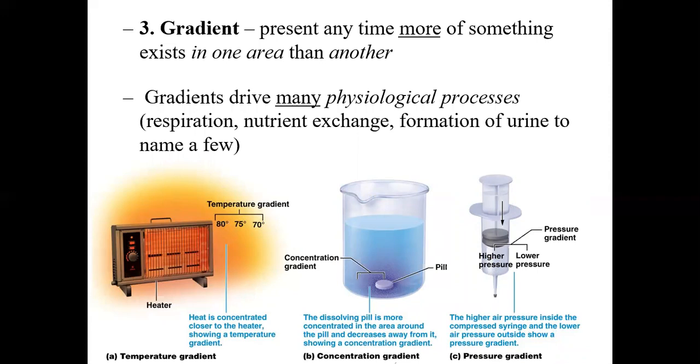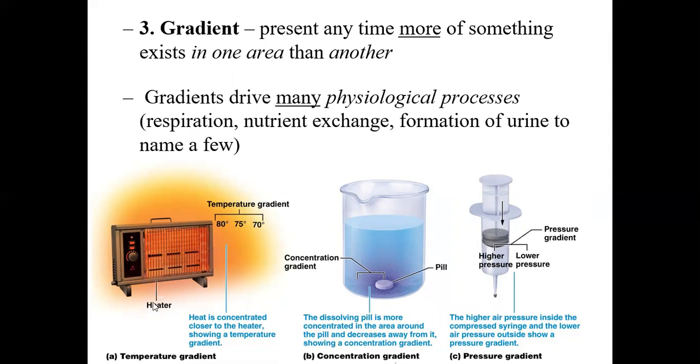Another core principle is gradient. And this goes back to homeostasis as well. A gradient is present any time where you have more of something on one side of a barrier than on the other. You've got more of something on one side than you have on the other side. And so there are many different examples of gradient. They give you some examples down here at the bottom in your textbook as well.